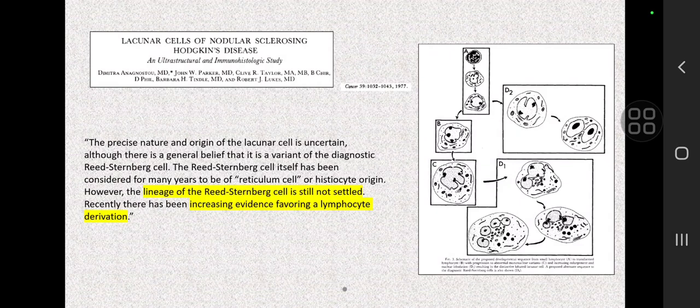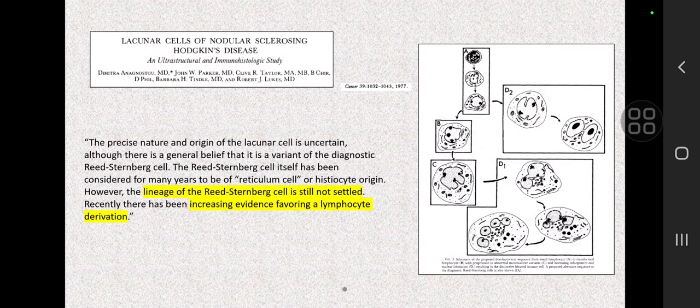They didn't really know what lacunar cells were, but they thought it was a variant of the Reed-Sternberg cell, and that the lineage is not exactly settled. However, there's been increasing evidence favoring a lymphocyte derivation. So I like the idea that they basically looked at these things. If you look at their diagram, I think it's kind of fun because box A shows things that look like immunoblasts to me. Box B, I think we're clearly at a Hodgkin cell. And box C, probably maybe a lacunar cell, right? And then boxes D1 and D2 are clearly Reed-Sternberg cells.